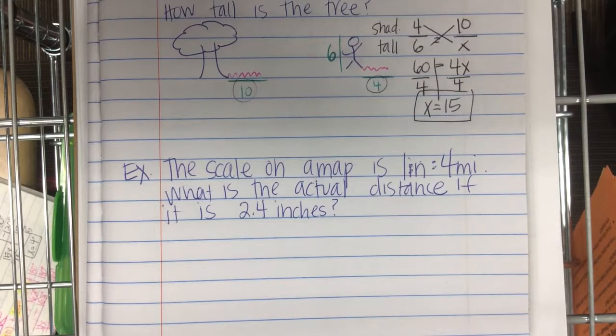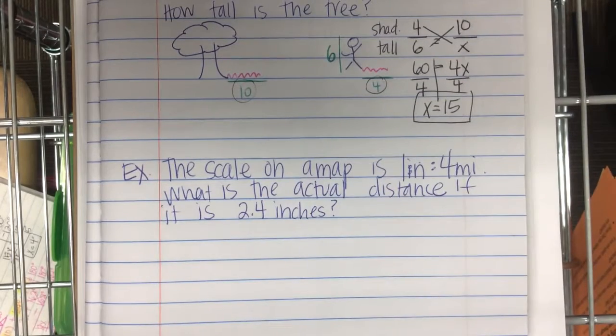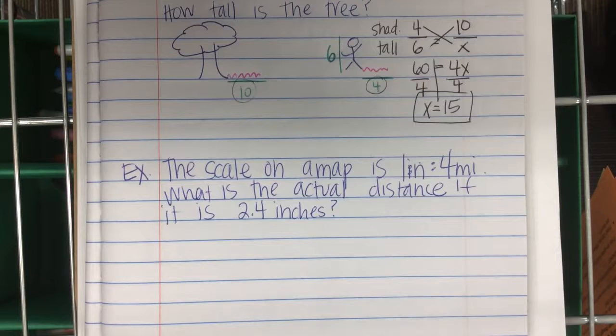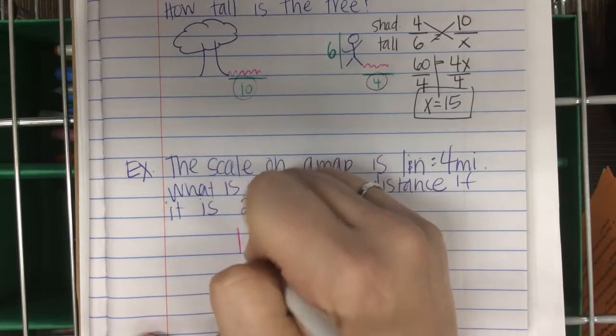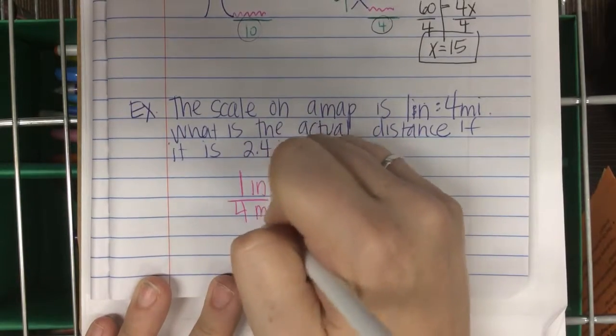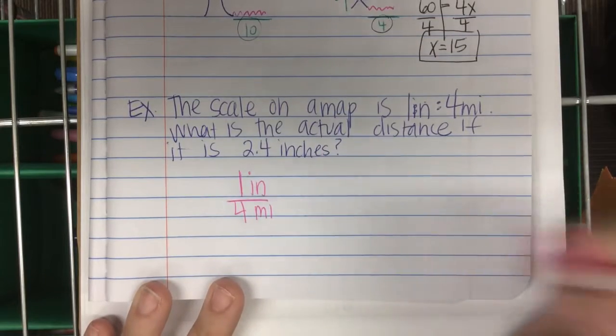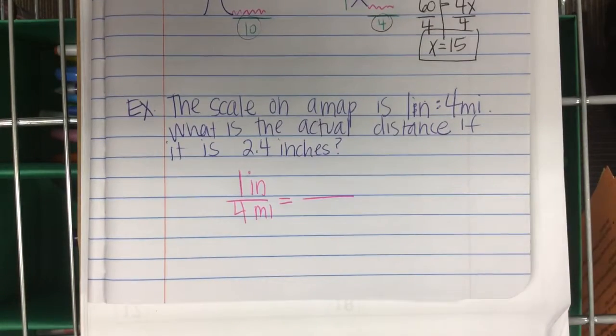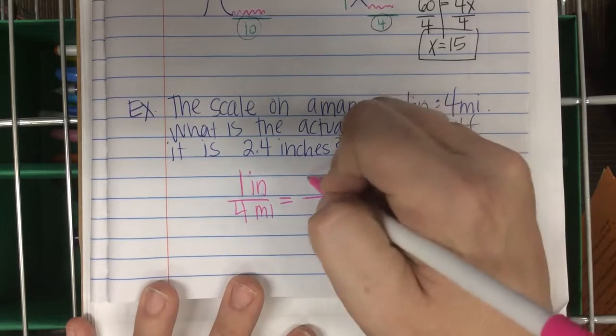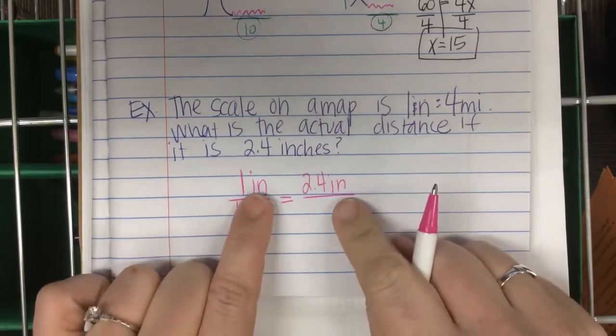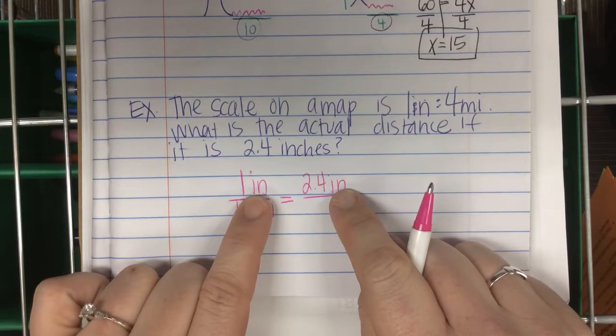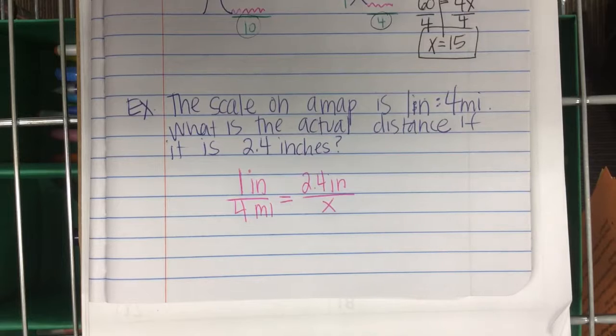What do you know, Gabe? That 1 inch on the map is 4 miles. Perfect. So that's a proportion, correct? 1 inch is 4 miles. I'm going to use that to figure out how many miles it is for 2.4 inches. They have the same label, so they go across from each other, right? And I don't know down here.